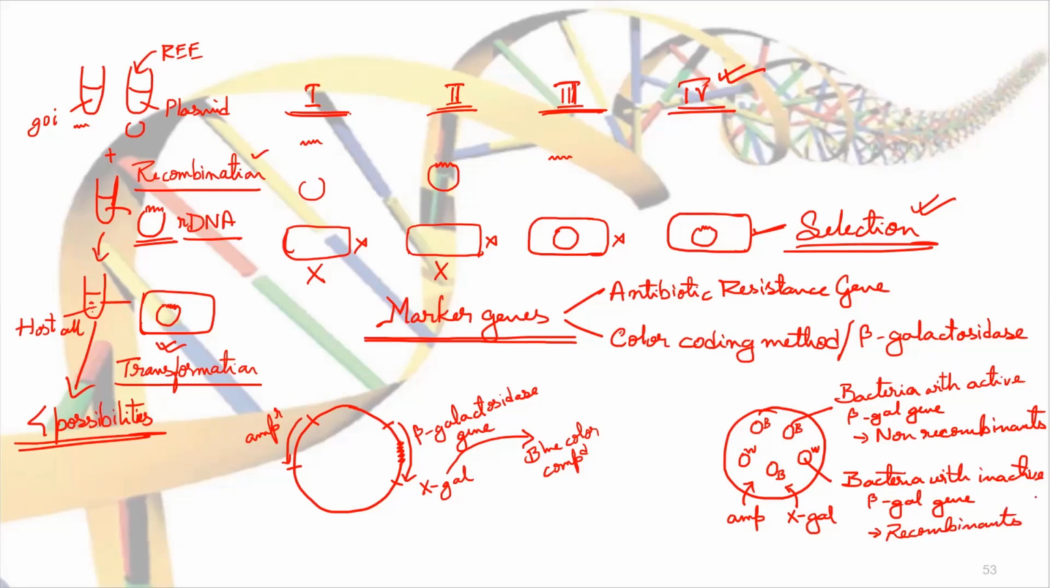Okay, a successful recombination: the foreign gene got inserted into your plasmid, and within the beta-gal gene it got inserted, and thus the beta-gal gene became inactive. Therefore, the enzyme is not produced at all. If the galactosidase enzyme is not produced, then you will definitely not get the blue colored compound.